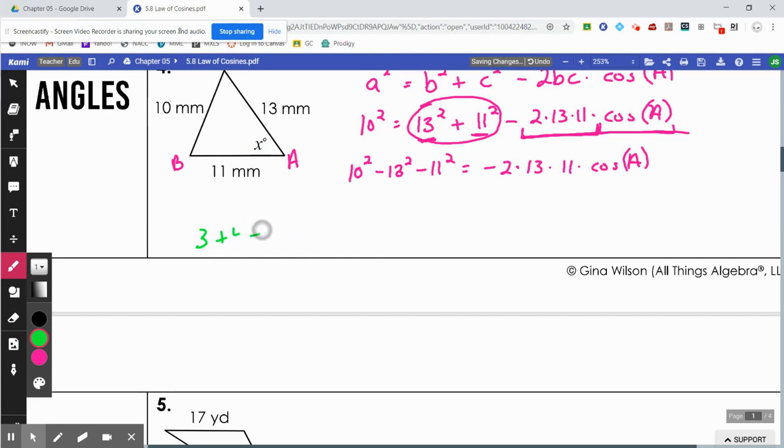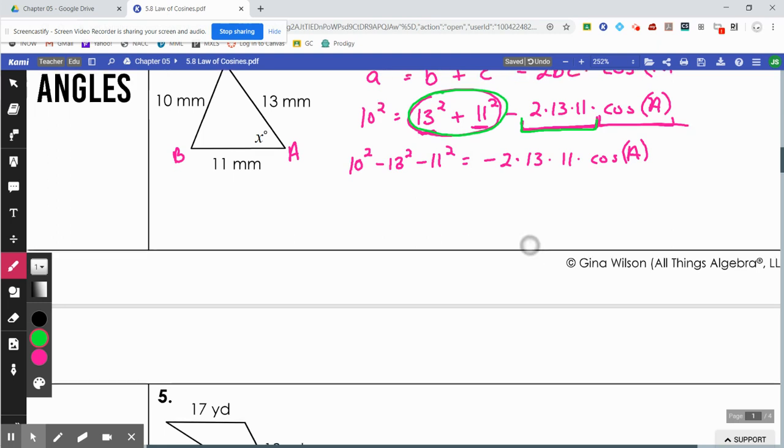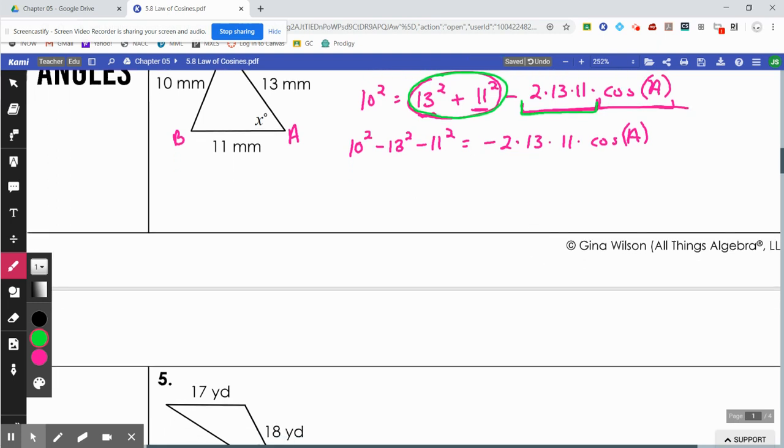The exact same scenario is here. You can add these two together. They are like terms. But this has a cosine a attached to it. So therefore, they cannot be added together. So how are we going to get a cosine of a by itself? Notice that this stuff is being multiplied by the cosine of a. So therefore, to get rid of these, since they're being multiplied, you're going to come over here and divide by negative 2 times 13 times 11, and that gets rid of that.